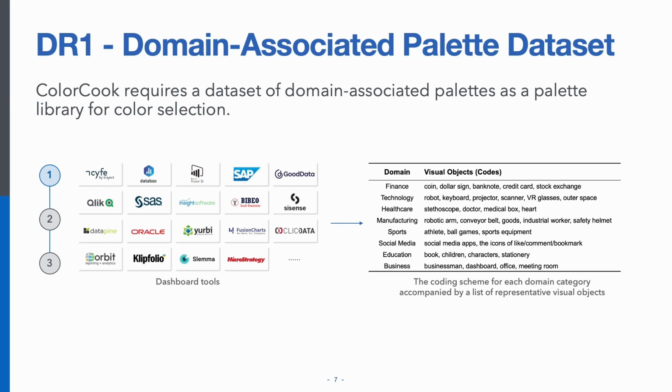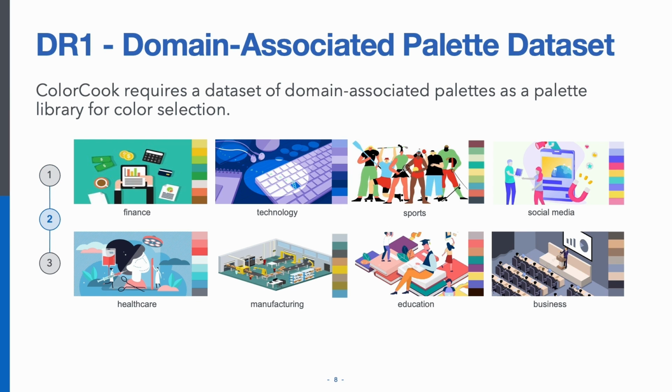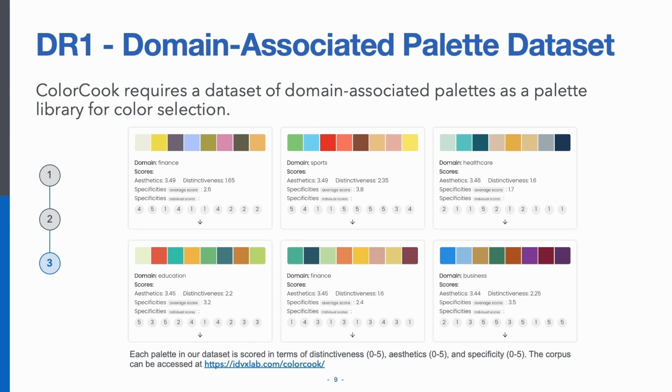To create such a dataset, we followed a three-step procedure. We first identified the common domains of dashboards by investigating existing dashboard tools. We then collected illustrations that depict scenarios of the identified domains and extracted corresponding color palettes from these designs. We also filtered and validated the dataset from three aspects, including distinctiveness, aesthetics, and specificity. The corpus of our domain-associated palettes can be accessed at the following link.